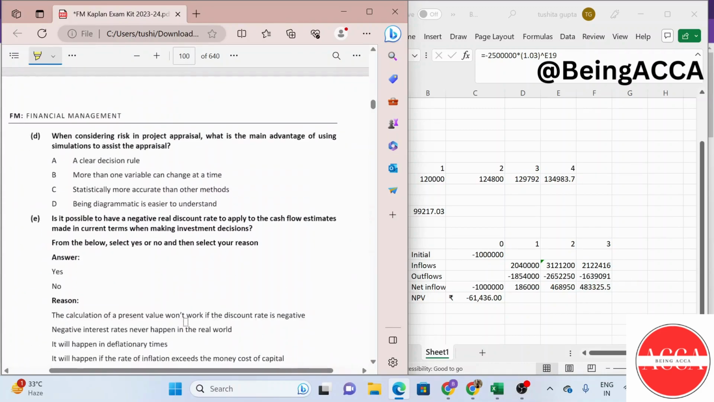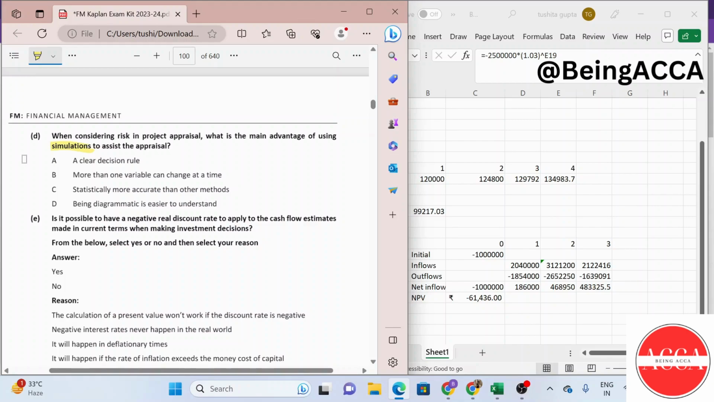Moving to the next one. When considering risk in project appraisal, what is the main advantage of using simulations to assess the appraisal? So when you are using simulations, what will be the main advantage? A clear decision rule? No, there is actually no rule with simulations. It is just getting to know your project better.